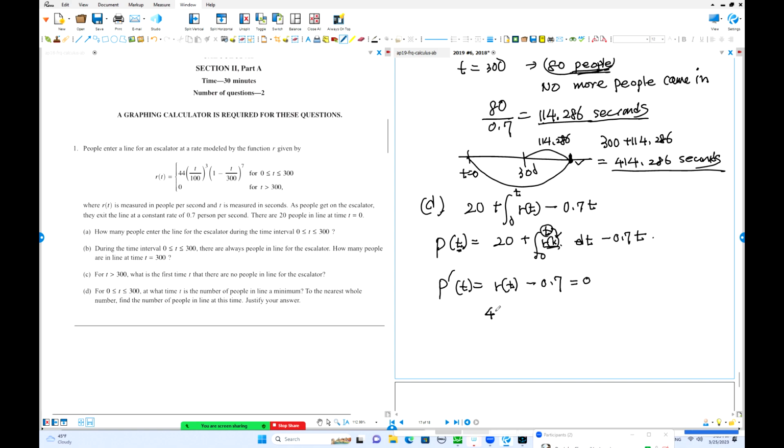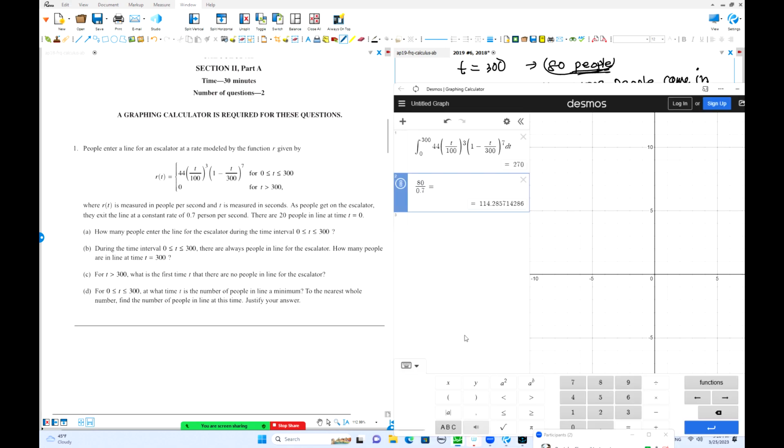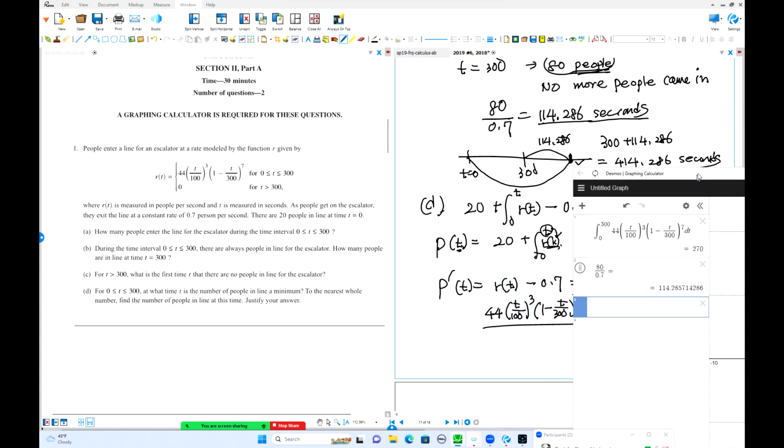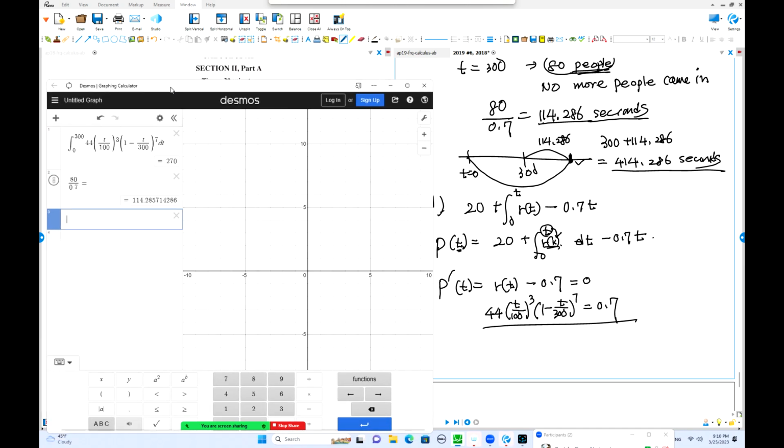r(t) is now 0.4444 t over 100 cubed times 1 minus t over 300, equal to 0.7. So we're going to find the time t which makes it equal 0.7. That is very hard. We have to solve this one, okay? Use a calculator. We have to find the intersection over here, okay? Can you see the calculator over here, right? I'm going to make a graph over here. We're going to find the intersection.